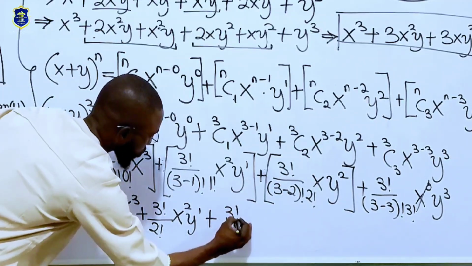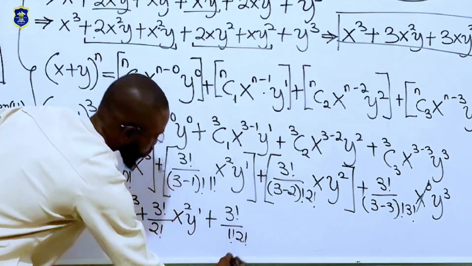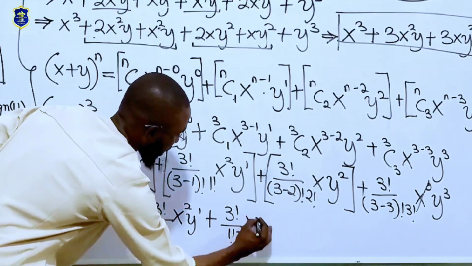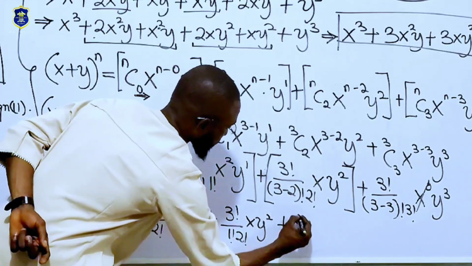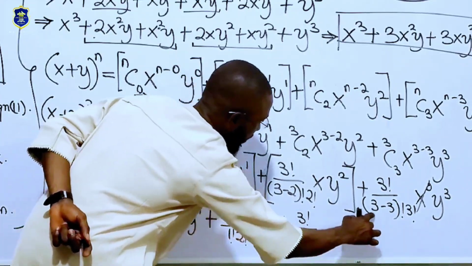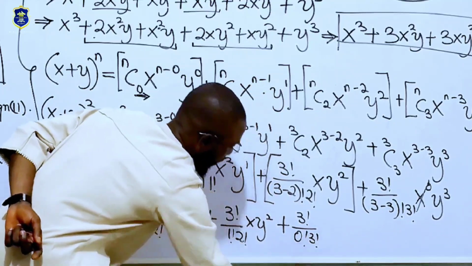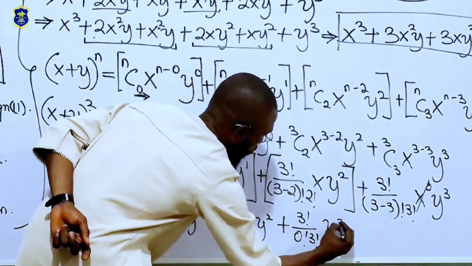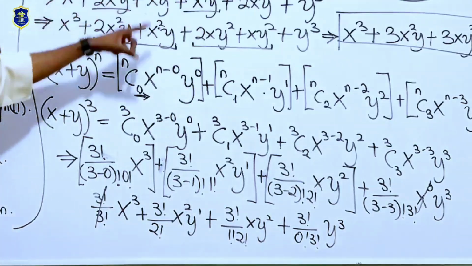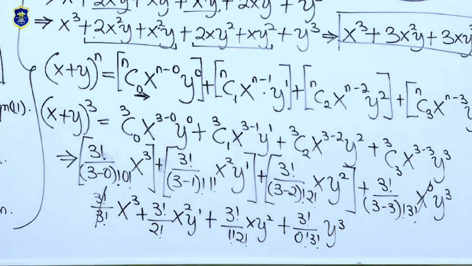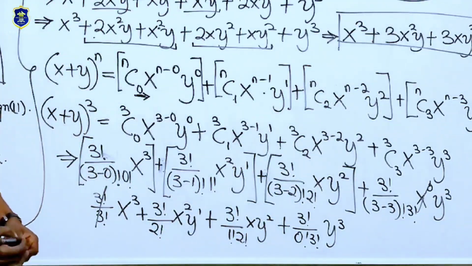We have 3 factorial over (3 minus 2) which is 1 factorial, 2 factorial, and then we have x y squared. And then plus what? Plus we have 3 factorial over (3 minus 3) which is 0 factorial, and then we have 3 factorial. And then we are left with what? Y cubed. Haven't understood this, I'm going to take this part of the board off and then transfer our answer to the top, and then we try and compare if we are going to arrive at this answer. So just give me a moment, guys.